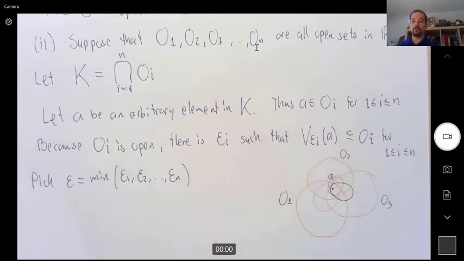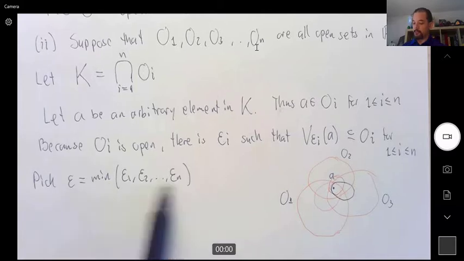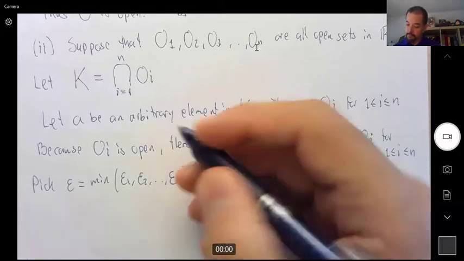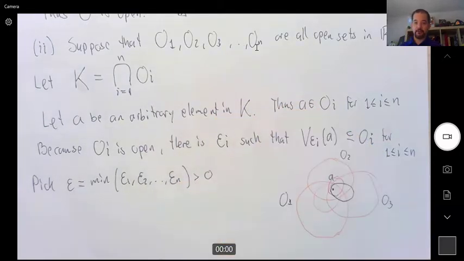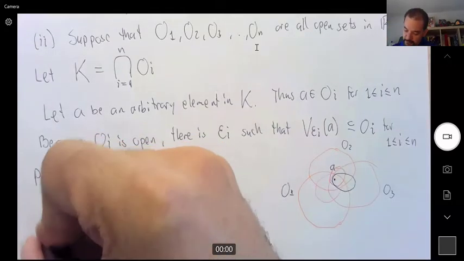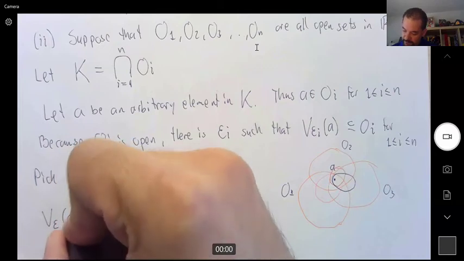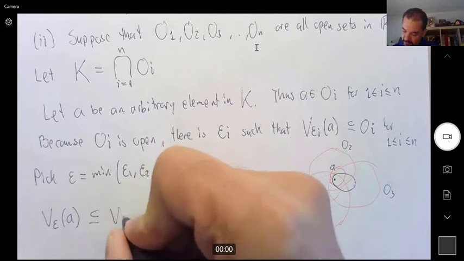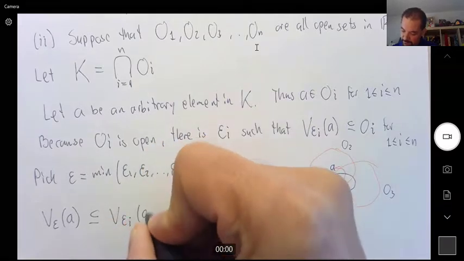The only thing we need to do is to show that we can create a smaller epsilon neighborhood that would fit in all of them. And our idea was to pick the minimum of all of these epsilons. And because there's finitely many, this minimum is greater than 0. So that's good. And then let's check that it works. So why does it work? Well, it works because this epsilon neighborhood centered at A is for sure a subset of V epsilon I, right?